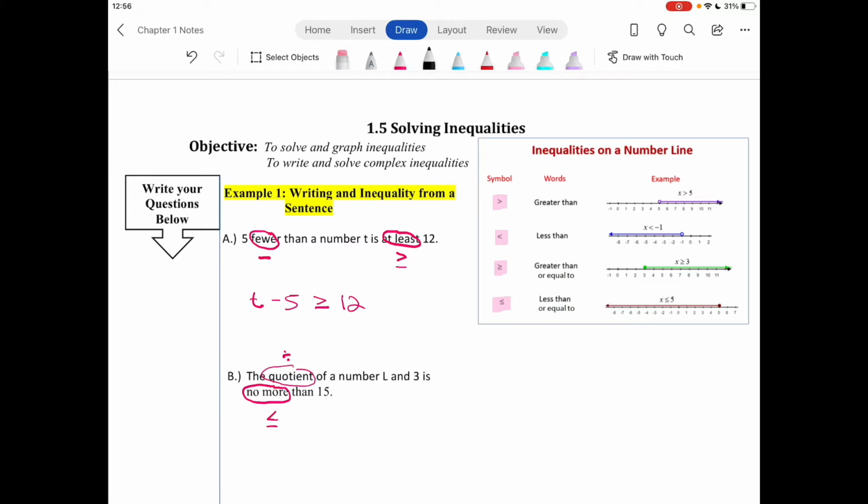Now, what do we have the quotient of? Well, we have the quotient of L and 3. So it's going to look like L divided by 3. Then we already know our inequality is less than or equal to, and it specifically is less than or equal to 15.